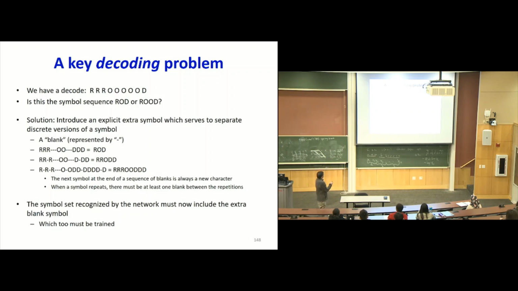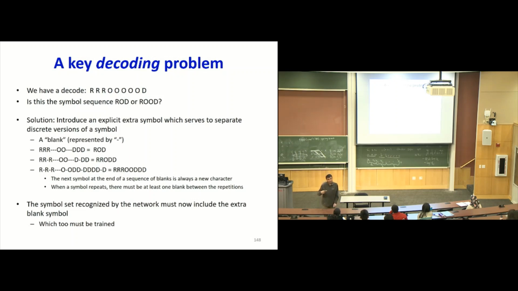On the other hand, if I have something like this, which is RR blank R, when I collapse it, the first two R's are going to become an R, but then there's a blank which separates the two instances of R. So I'm going to get two R's, a single O, and then again, because there's a blank between the D's, I'm going to get two D's. Make sense? Or for this guy, what's this going to become? It's going to be R, R, R, O, O, D, D, D. See how that happens?